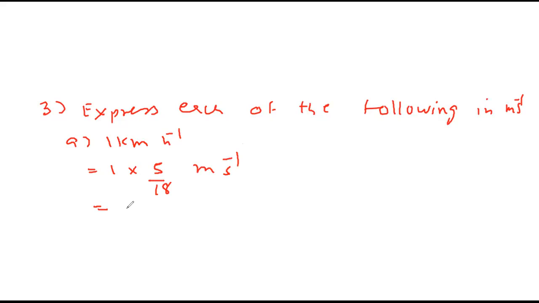So it is equals to 0. It will become 50 when you take 0. 18 into 2 is 36. 50 minus 36 will become 14. So 140. 18 into 7 becomes 126.